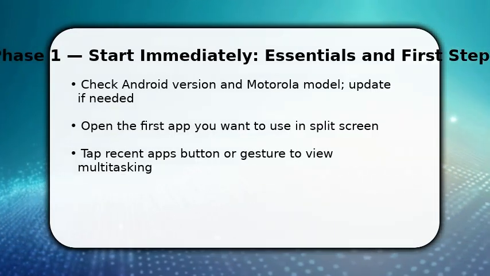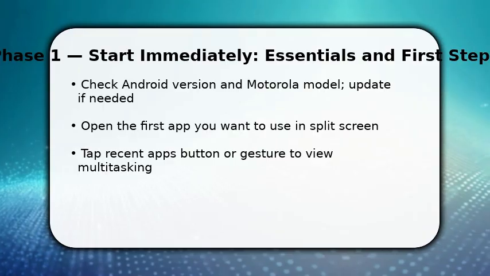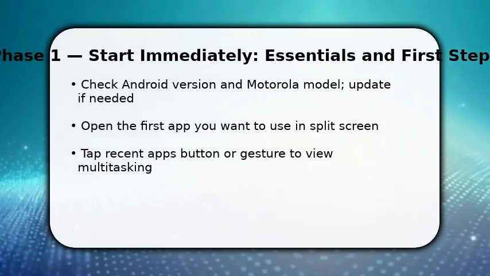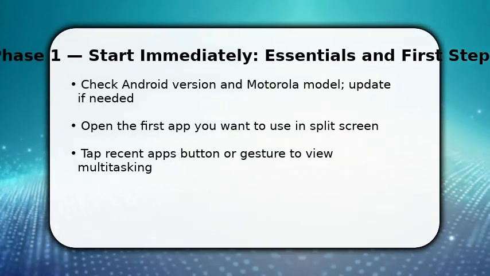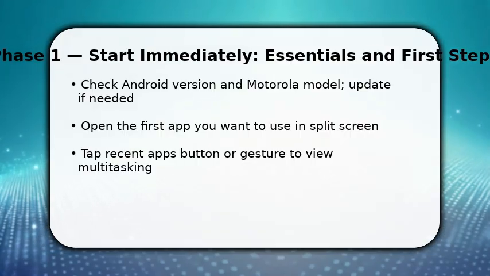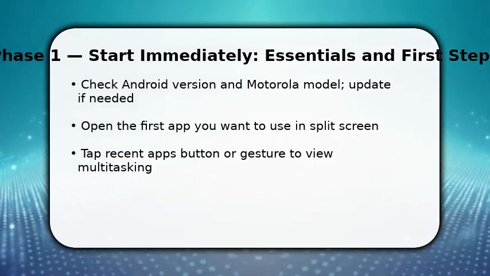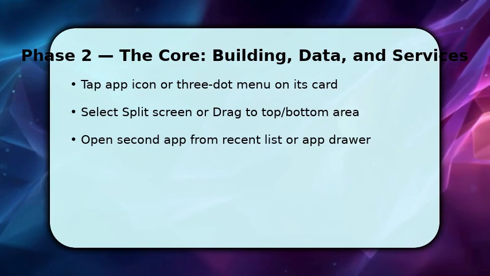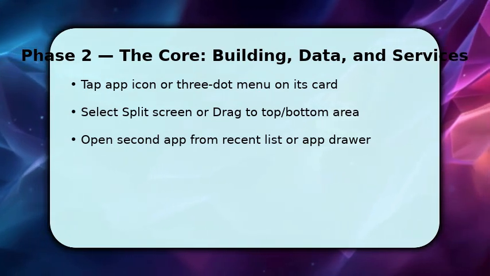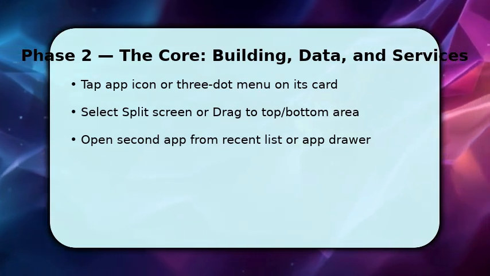Once the recent apps view appears, locate the app card you opened. That first app anchors split screen, so pick the one you'll interact with most. Tap the app's icon on its recent card and choose split screen, or long press and drag the card to the top area, depending on your launcher.